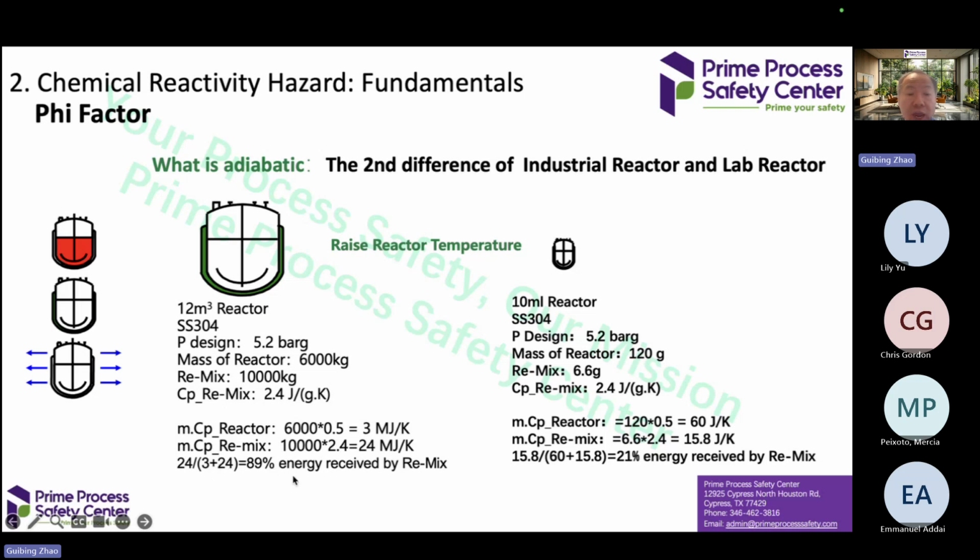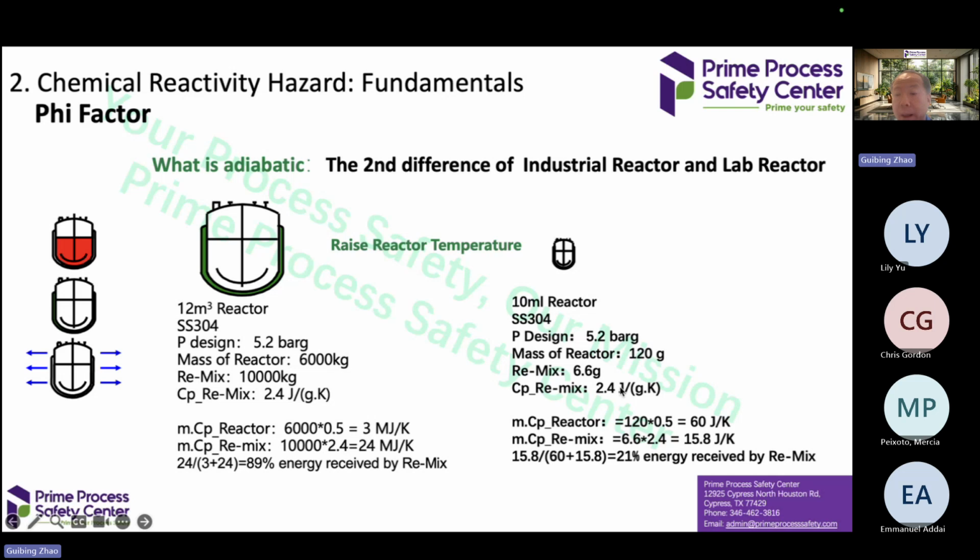You can see for the energy release from a big reactor like a 12 cubic meter reactor, almost 90% of energy contributes to increased temperature of reactants. However, if we go to a small reactor, for example, like a 10 cc reactor, usually in the lab scale, and the same thing, we consider the same material, same design pressure, with a reactor mass of 120 gram, and we do the same thing.